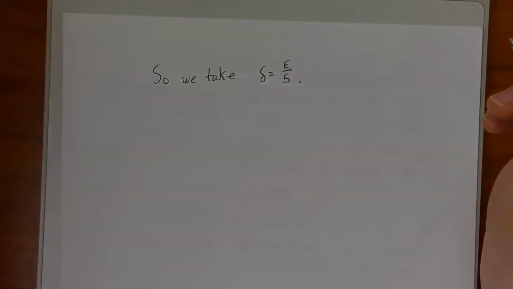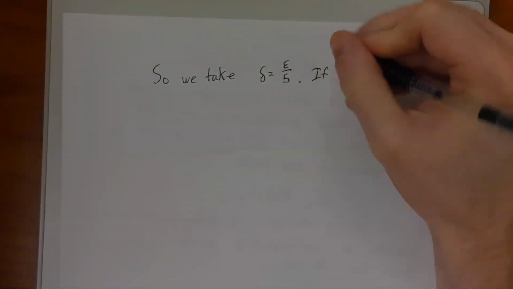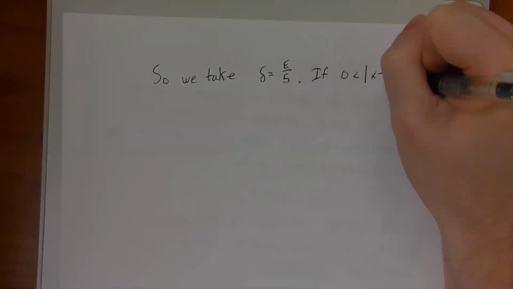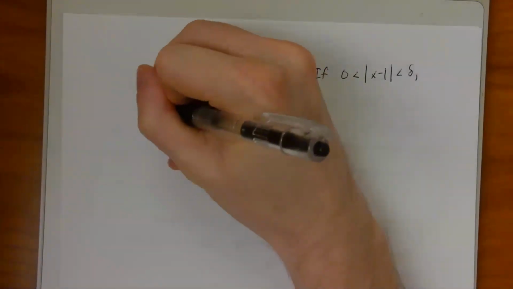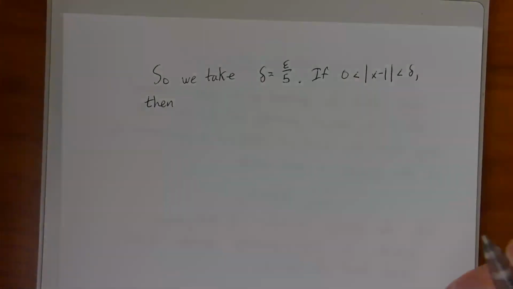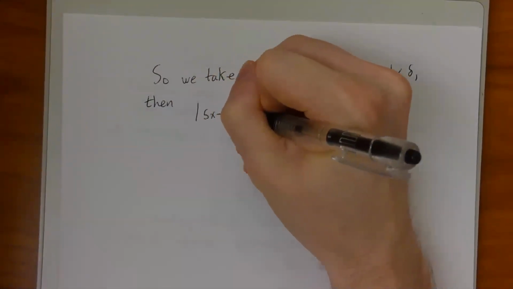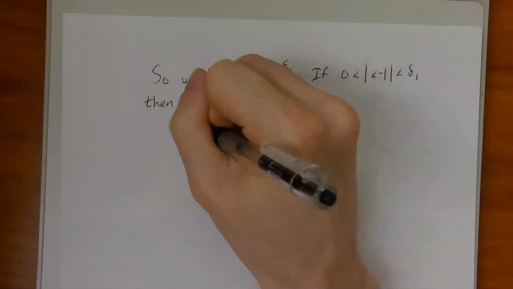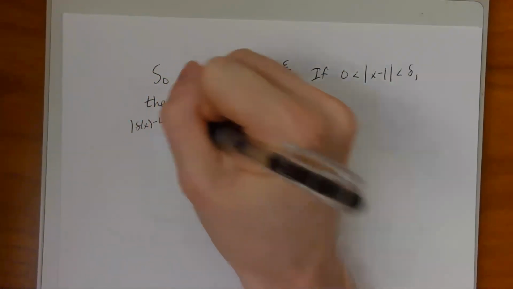So if we let this delta equal epsilon over 5, then if 0 is less than the absolute value of x minus 1 is less than delta, which is part of our given statement, then what do we have? Well, we have the absolute value of 5x minus 3 minus 2, which was our absolute value of f of x minus L.